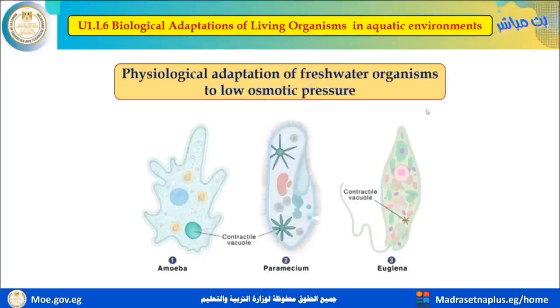In the fresh water. So the concentration of the fresh water is less than the concentration inside the body of euglena or paramecium or amoeba. So if we apply the osmosis concept, the water will flow from outside to inside the euglena or paramecium or amoeba. So by the time the body of this living organism will fill with water, it needs to get rid of this water. How does this happen? By the contractile vacuole, which helps the amoeba or paramecium or euglena to get rid of the excess water. Okay, so this is a physiological adaptation of freshwater organisms to low osmotic pressure.